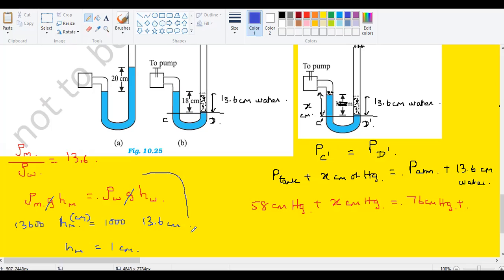Anybody not following this? What I'm trying to say here is water is very heavy, so you need 13.6 centimeter of water, whereas mercury is very heavy, which means 1 centimeter of mercury is sufficient to create the same effect as 13.6 centimeter of water. That's the meaning of this. So I'm going to write this as 1 centimeter of mercury. Take it down properly. This side note will help you to understand this.